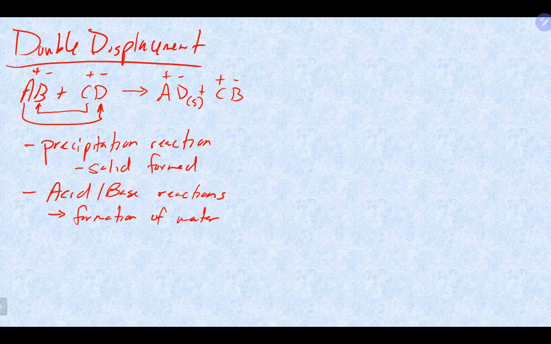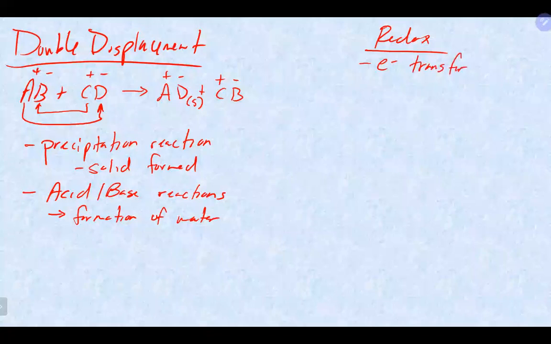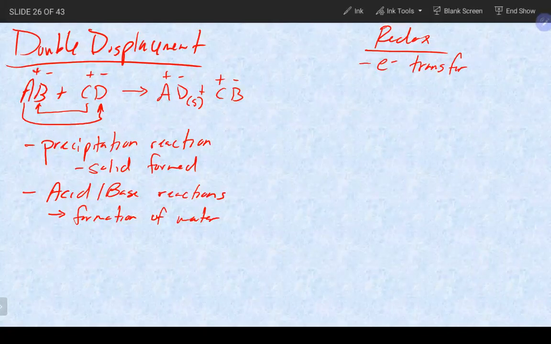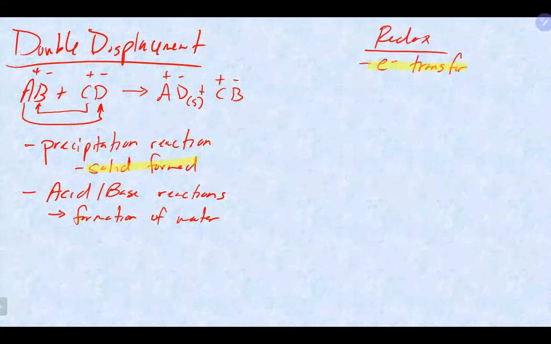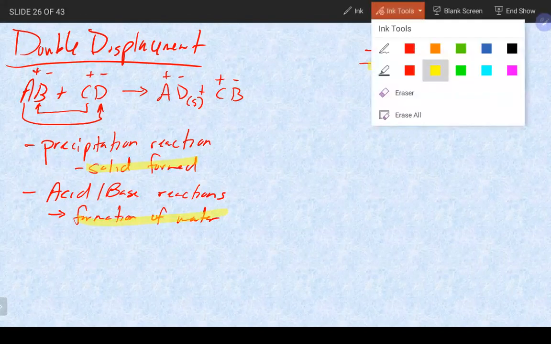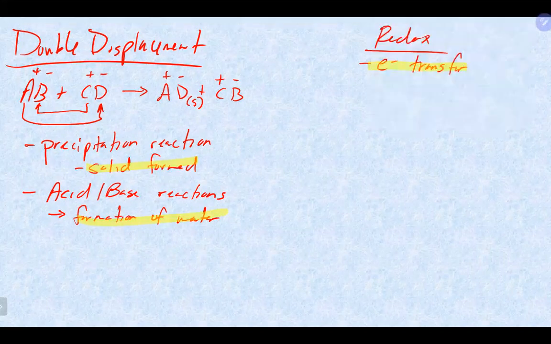Today as well, we will add the other big category of reactions, which are redox reactions. And redox reactions basically take place for electrons to be transferred. So the transfer of electrons. And really those three things, as we talked about, a transfer of electrons, a solid being formed, and the formation of water are once again the three reasons a reaction takes place. You can almost break it down to pretty much those three things happening.